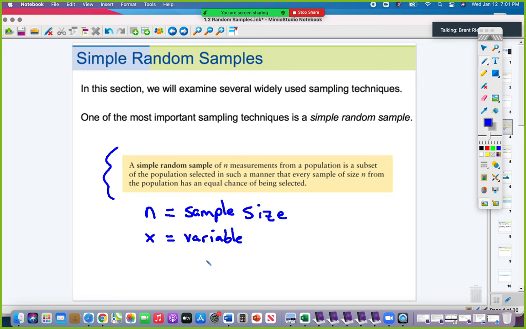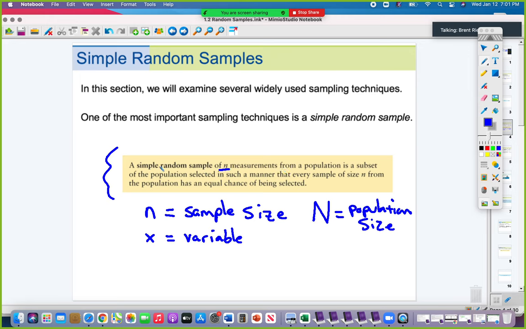And when we start getting formulas in chapter three, these n's and x's and some other goofy things are going to show up. So it's good to see them now. Plant that seed. Lowercase n is sample size. I suppose, in case you wondered, capital N is the population size. All right, so that's good to know too. Capital N is the population size, lowercase n is the sample size, x is the variable, the characteristic we're interested in. So it says a simple random sample of n measurements from a population is a subset of the population. That makes sense.